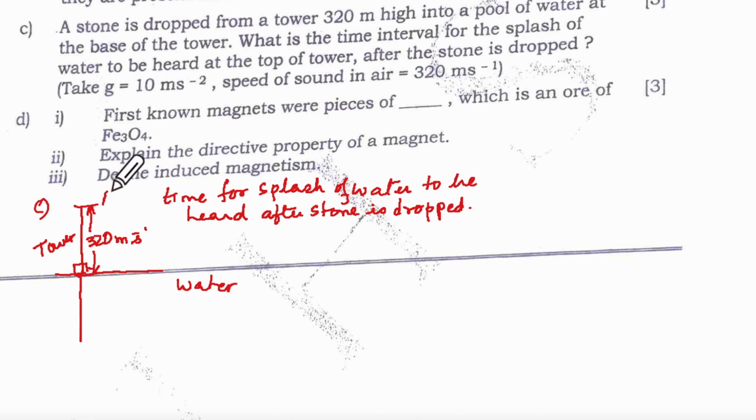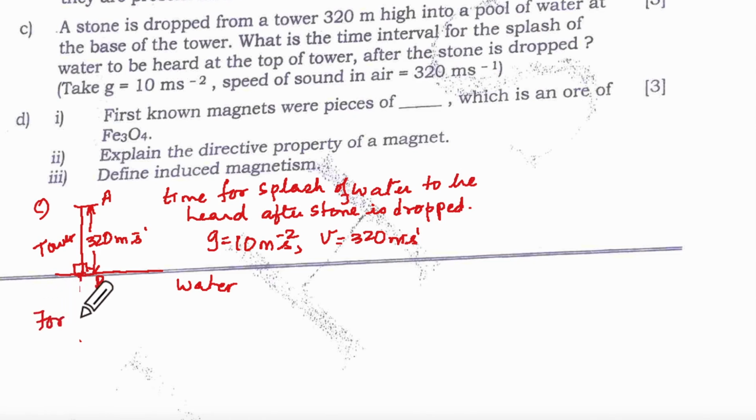So let us call this part as A and this as B. Okay. So I don't need this. I thought it was going to the base of the pool. So we don't need that. They are giving you g equal to 10 meter per second square and speed of sound in air is 320 meter per second. Agreeable to you? Okay. Now, remember the stone is dropped.